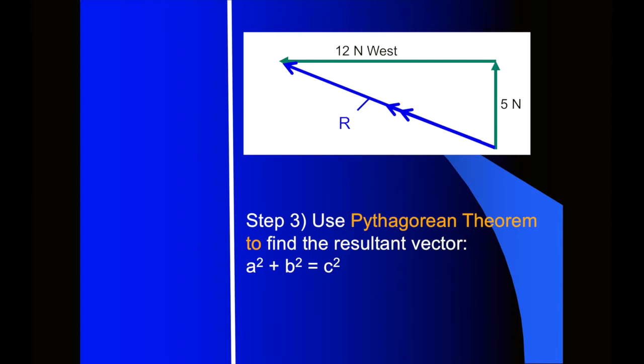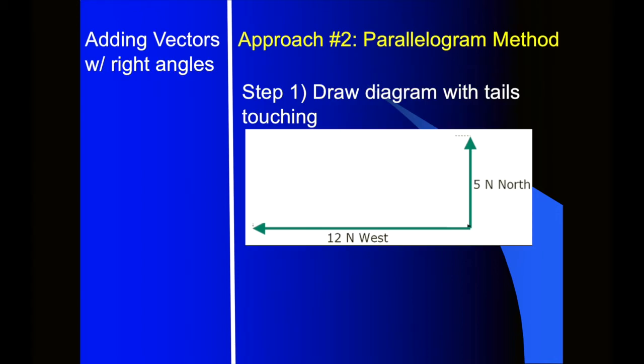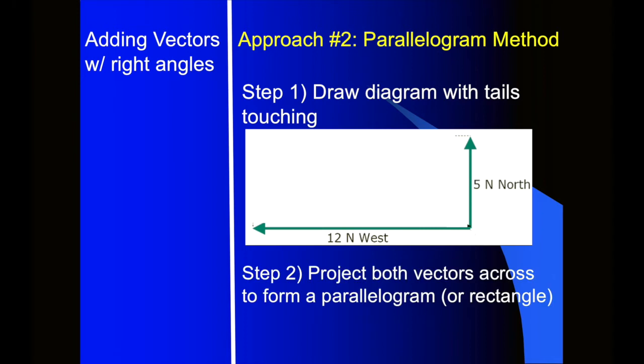When we plug all that in, we get r squared, which is the resultant, so that's our c squared, equals 5 squared plus 12 squared. When you solve for this, you get r squared equals 169, and then when you take the square root of r squared, you get 13 newtons. Now, the second approach is called the parallelogram method. With step 1, you again draw the diagram, but this time with the tails of both vectors touching. The second part is to project both vectors across to form a parallelogram, or a rectangle.